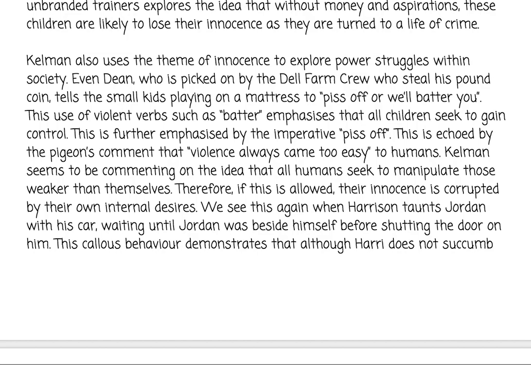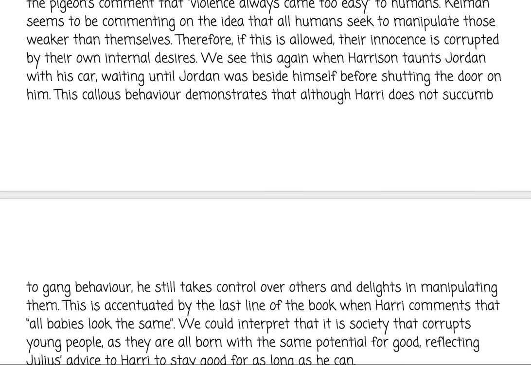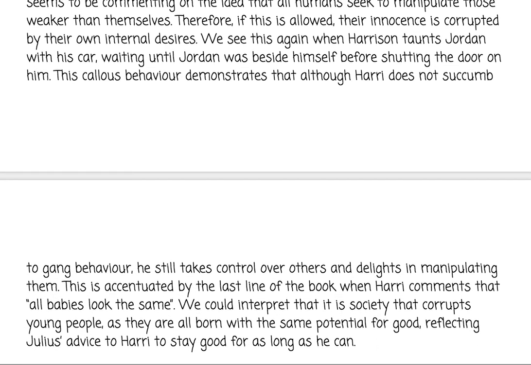We see this again when Harrison taunts Jordan with his car, waiting until Jordan was beside himself before shutting the door on him. This callous behaviour demonstrates that although Harry does not succumb to gang behaviour, he still takes control over others and delights in manipulating them. This is accentuated by the last line of the book, when Harry comments that all babies look the same.